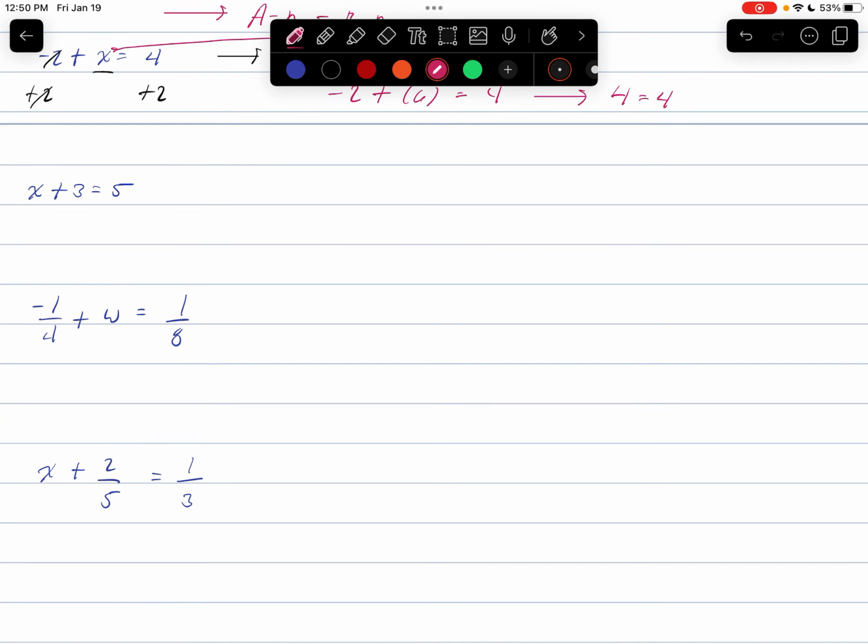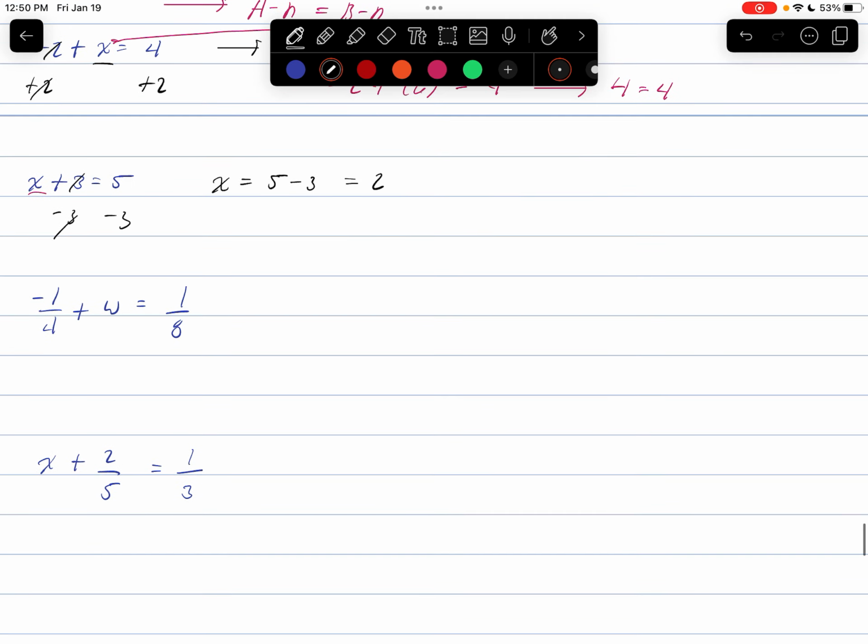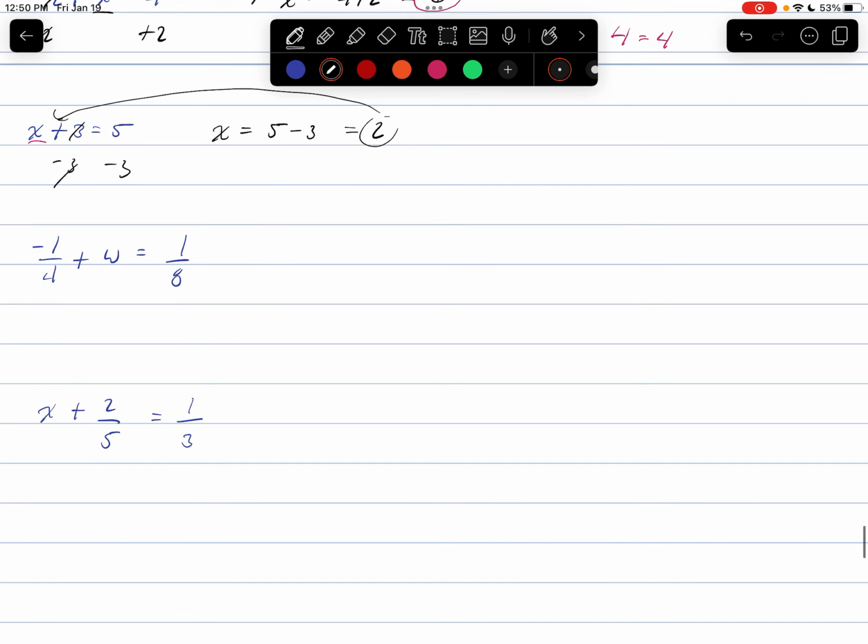Now let's try this one, x plus 3 equals 5. Remember, we can subtract as well, so our goal here is to isolate the x variable. So let's go ahead and take 3 away from this side, but since we did that, we also have to take 3 away from this side, and that's going to give cancellation here, but then we're going to have x is equal to 5 minus 3, or specifically x is equal to 2. And you can take this 2, plug it back in, and confirm that in fact 2 plus 3 is 5.